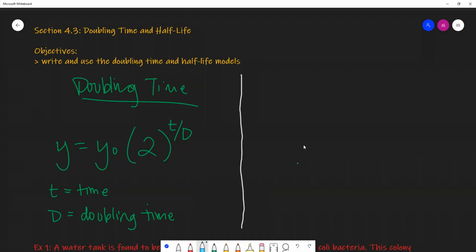And then we have our half-life model. Okay, and half-life is very similar to doubling time. It's the amount of time it takes for a quantity to go from its original amount to half of where it started, right? So the amount of time it would take for me to go from, say, 100 to 50, or from 20 to 10, right? The amount of time it takes for it to go from wherever it started to exactly half of that amount, okay? So the model for this one is also pretty similar, y equals y naught.